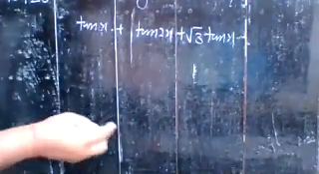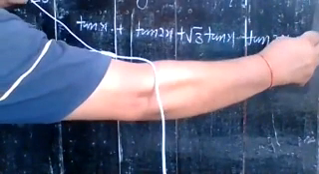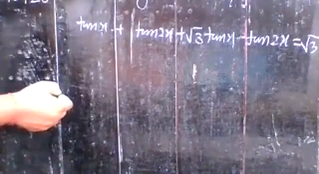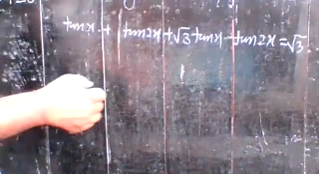Yes, right. Next question. Solve tan x plus tan 2x plus root 3 tan x tan 2x is equal to root 3. You have to solve it. The question is: solve tan x plus tan 2x plus root 3 tan x tan 2x is equal to root 3.